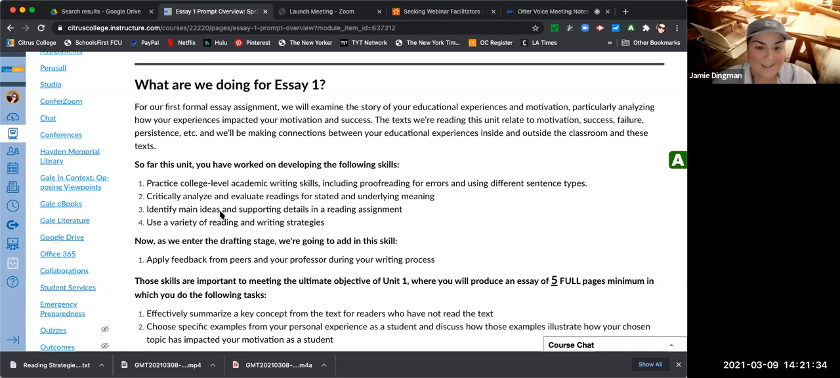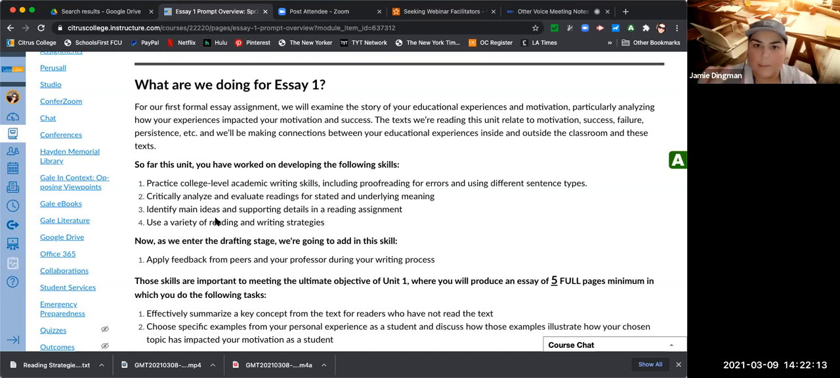I'm not, okay? Point number two is we're looking to critically analyze and evaluate readings for stated and underlying meanings, right? So in this essay, we're going to be choosing one of the readings from this unit, and you're going to be writing about and making connections over to that reading, which means you have to demonstrate that you understood the reading. Number three, identify main ideas and supporting details in a reading assignment, which again, you're going to be doing because one part of this is for you to actually summarize. So you will be doing that, right?